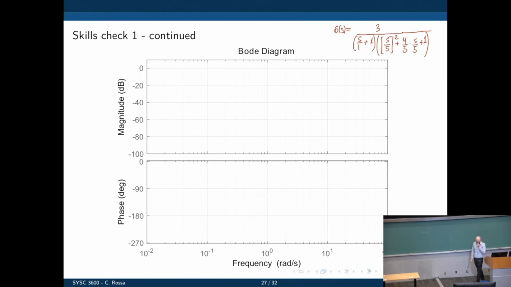Okay, so let's start this. What we could do here is to create three separate Bode plots, one for the constant gain, one for the real pole, one for the complex pole, and then add everything up. But that will take way too much time.